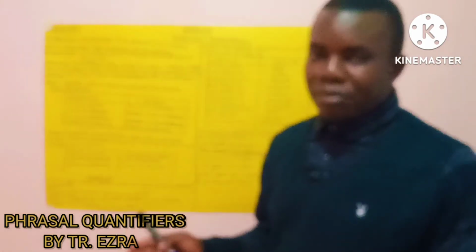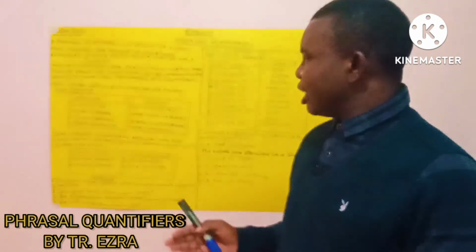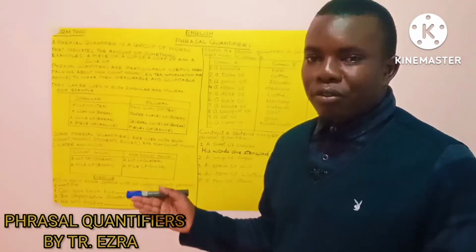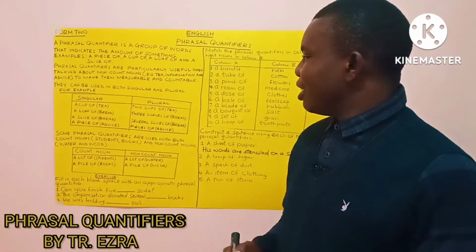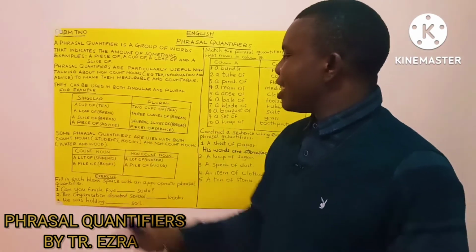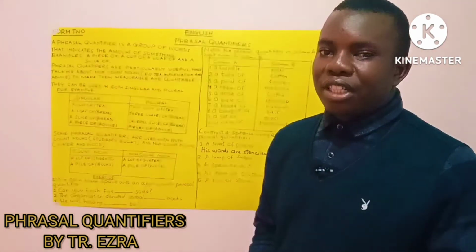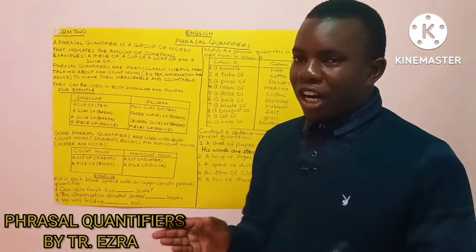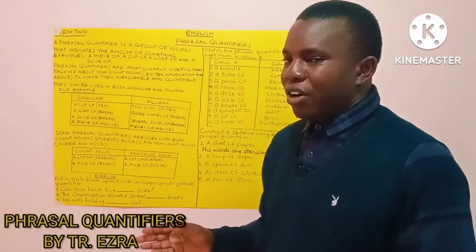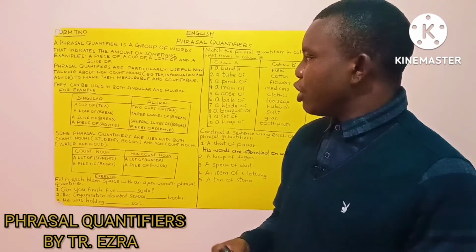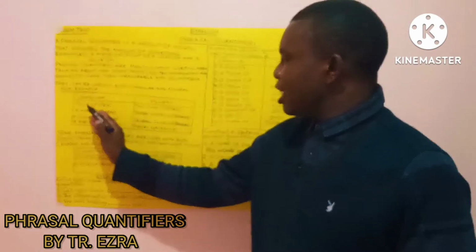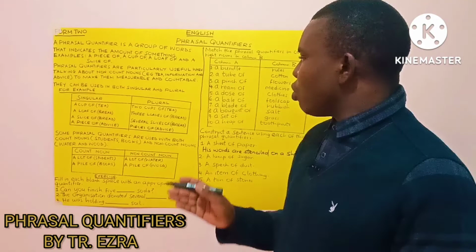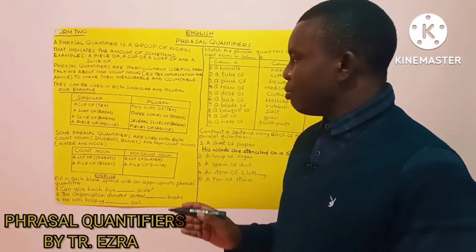For example, in singular, we have a cup of tea. So there, we have the non-count noun, and in front of the non-count noun, we have the phrasal quantifier. So the phrasal quantifier in that case is a cup of. In plural, we have 2 cups of tea.